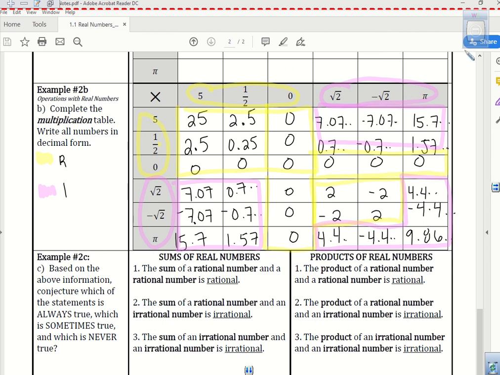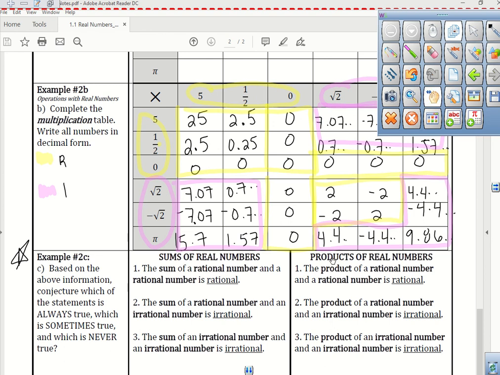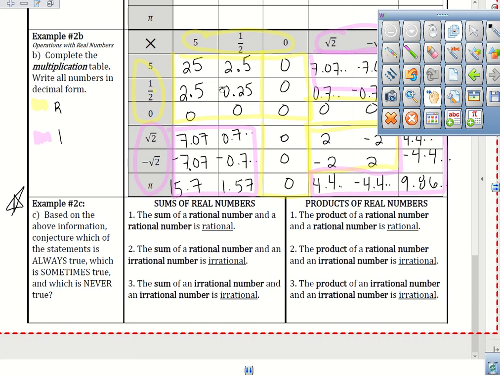If these boxes confused you guys, you can completely ignore them, because the important takeaway are going to be these boxes down here, these things you're going to have to memorize. Okay, if not memorize, then think of when we did these boxes. So example 2C, based on the above information, conjecture which of the statements is always true, sometimes true, never true.